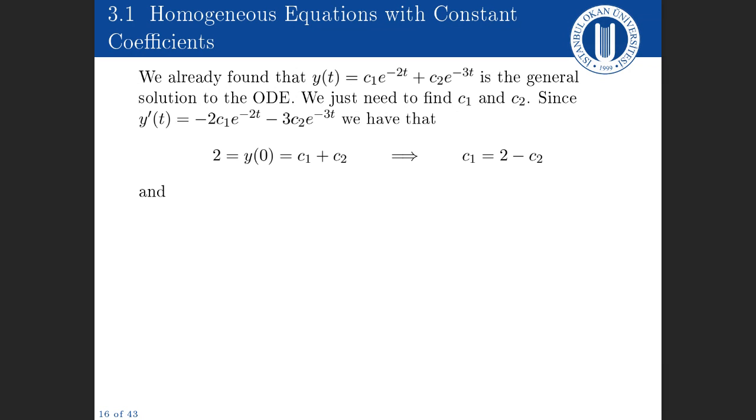First initial condition is straightforward. Replace t by 0. 2 must be equal to y of 0. Because e to the power of 0 is just 1, we just get c1 plus c2.